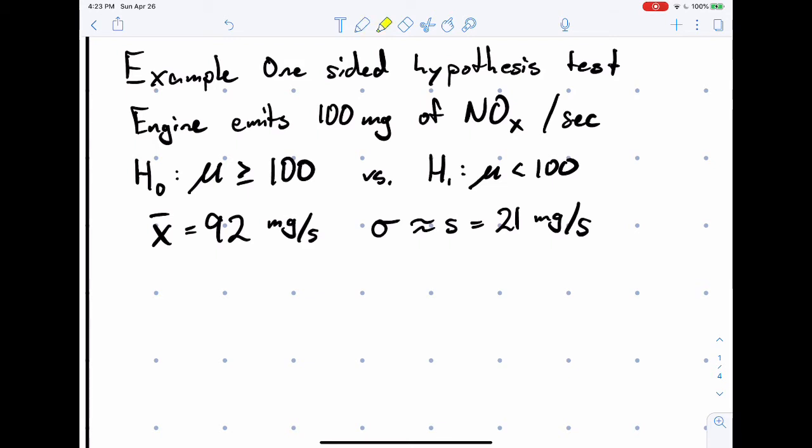First of all, if the standard deviation was 0, if we had perfect measurement somehow, no noise at all in our data or our experiment, then we could just conclude that now the new mean is 92 milligrams per second. But this 21 milligrams per second means that we got a bunch of data that were not exactly 92, some were much higher, some were much lower, and we don't exactly know what's going on. So that's why we need the hypothesis test.